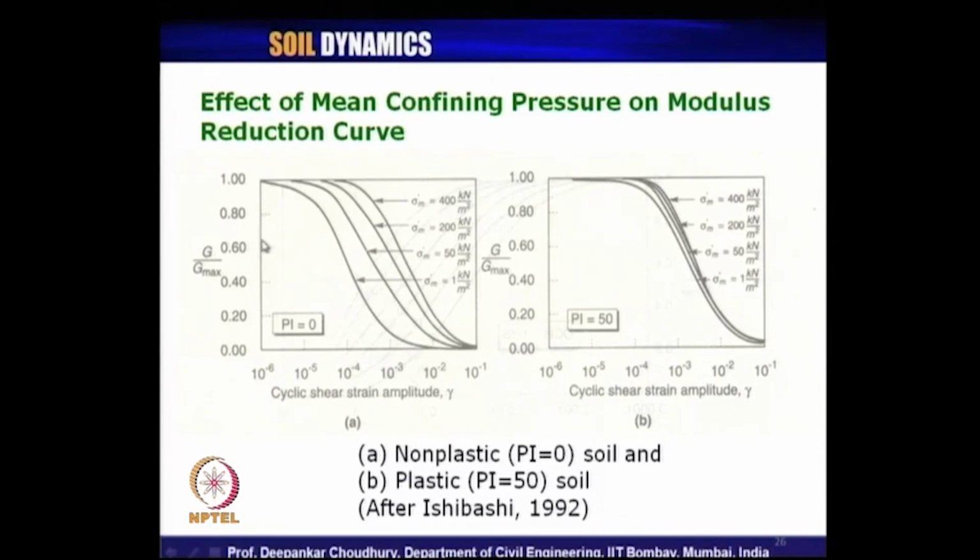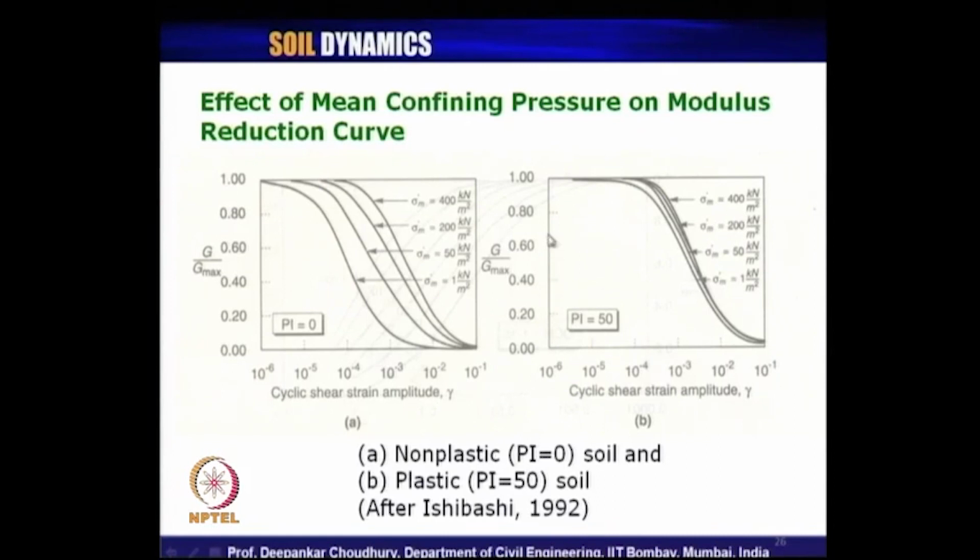And Ishibashi's work for Japanese soil, they also propose the effect of mean confining pressure, that is sigma m dash. If it increases, what we have learned just now, if sigma m dash increases, Gmax value will increase or strength will increase, right. So, strength should increase, that is why there is a shift of the modulus reduction curve in this direction as we are increasing the sigma m dash value for PI equals to 0 for different cyclic shear strain amplitude.